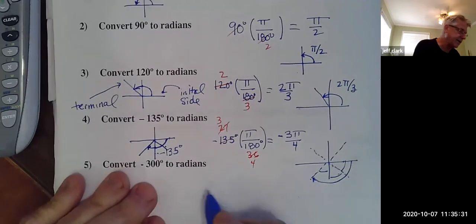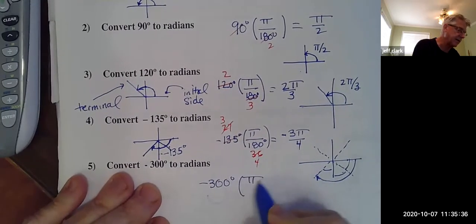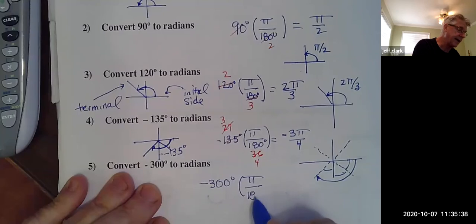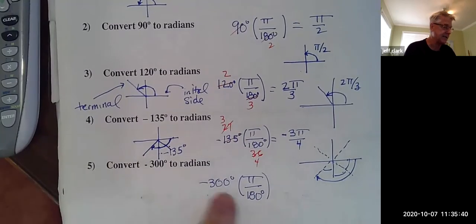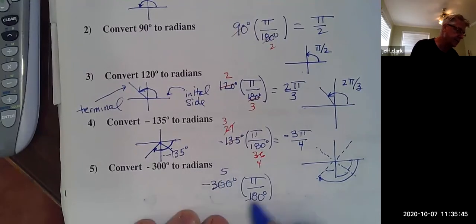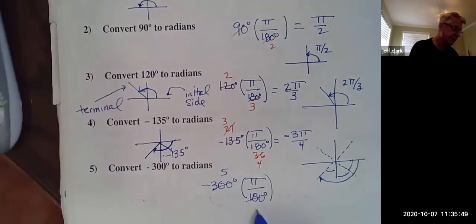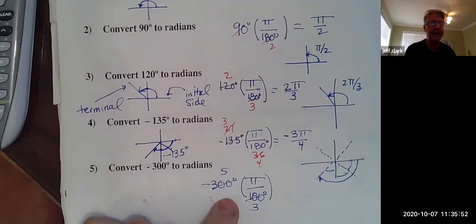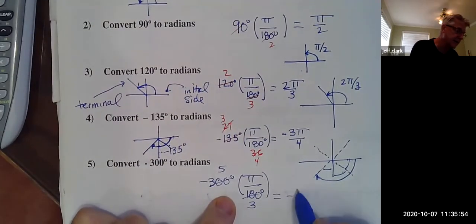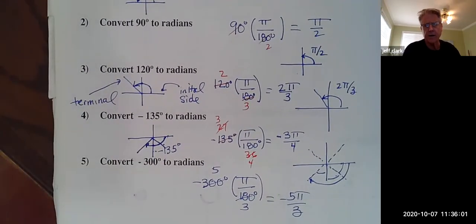And finally, negative 300 degrees, and make that into a radian, pi over 180. Let's see, 60 goes into both of those. That would be 5 times. 60 goes back into this one. Oh, this is 3 times. Oh, it looks like negative 5 pi over 3. That's what's called converting degrees into radians.